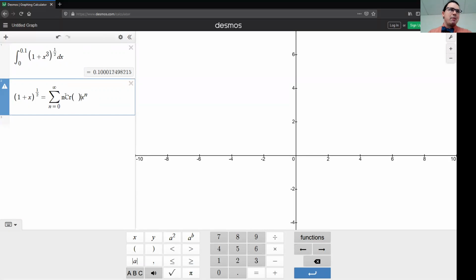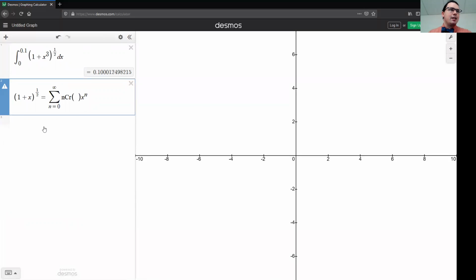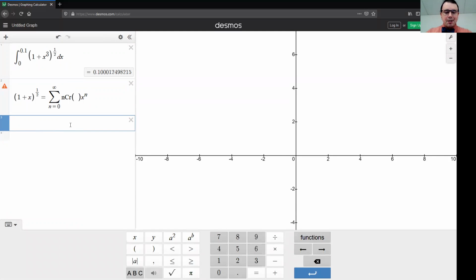So Desmos implements this as nCr, and I'm curious to see if they allow 1/2. No, that's not quite what I'm looking for. Sorry.